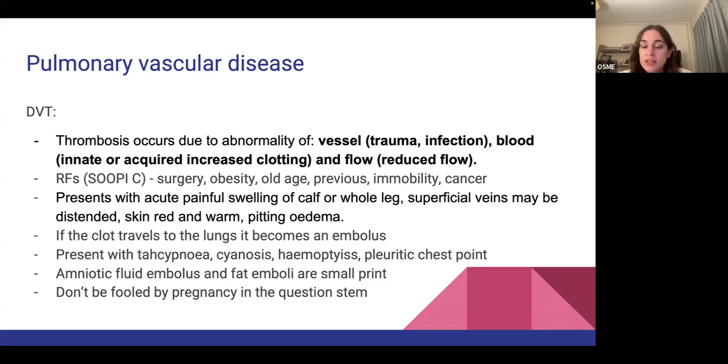So even though you might want to say something like an amniotic fluid embolus is the cause of all of this patient's symptoms when they're pregnant, realistically, it's actually a PE that's causing this. A DVT will present with acute swelling and pain in the calf or more rarely the whole leg, and you might see superficial vein distension, and they'll have this hot red swollen leg with pitting edema. In terms of how they present, they'll be breathless, they might be tachycardic at the same time, and they'll have this pleuritic, quite sharp chest pain.